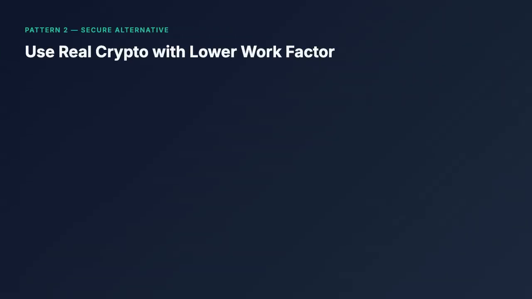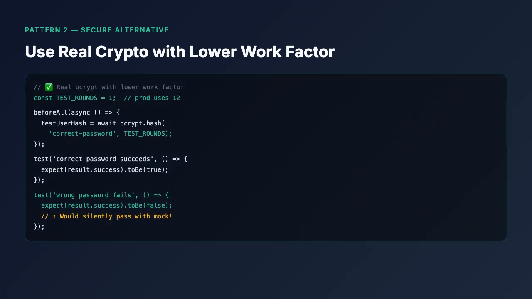Here's the secure alternative for Pattern 2. Use real bcrypt, but with a lower work factor. Production uses rounds equals 12 for security. In tests, we set rounds to 1. This keeps tests fast while still exercising the real hash and compare functions. In the beforeAll hook, we hash a known password with the low work factor and store it in the test database. Then we write two tests, one confirming the correct password succeeds, and crucially, one confirming the wrong password fails. That second test is the critical one.